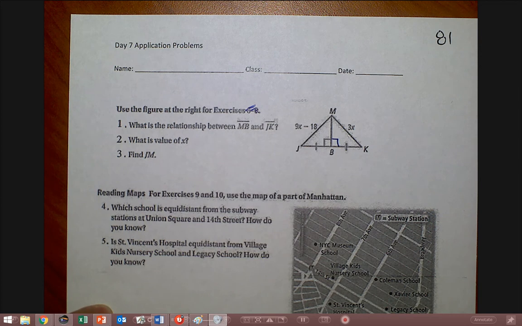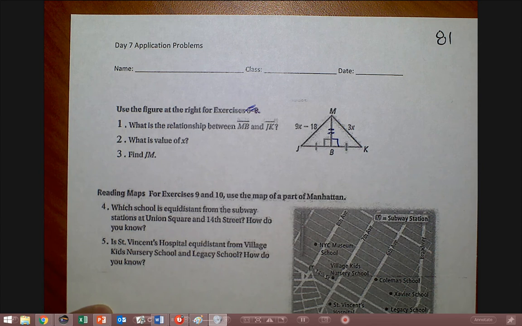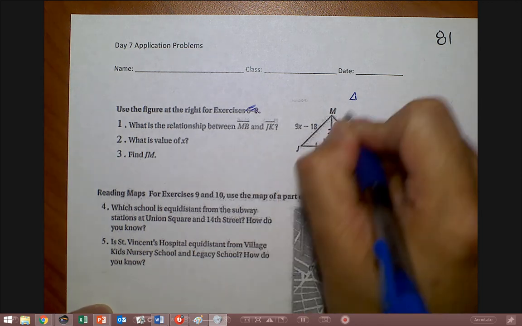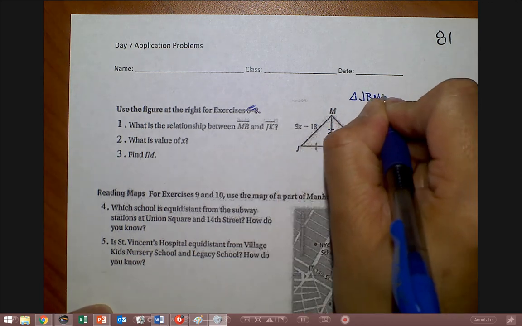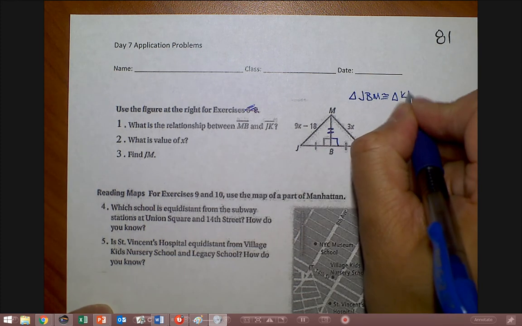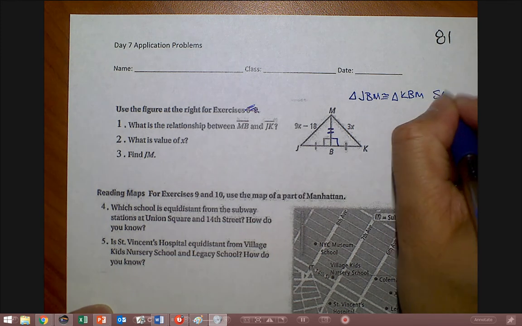Now, is there anything else on here that is not labeled? The 2 tick marks in the middle. Excellent. So 2 tick marks on the reflexive side, right here. Now, if I look at the two triangles, what can you tell me about them? They are going to be congruent, right? So I could say that triangle JBM is going to be congruent to triangle KBM. By what reason? SAS.